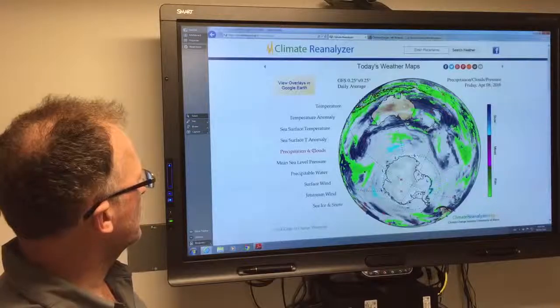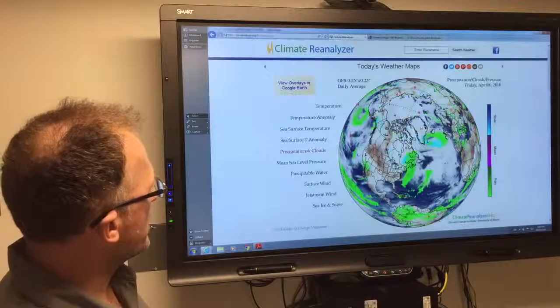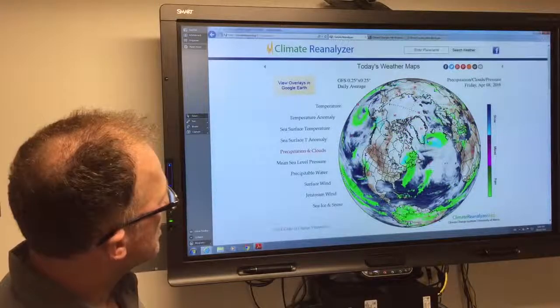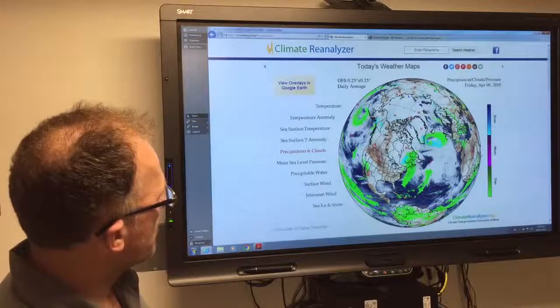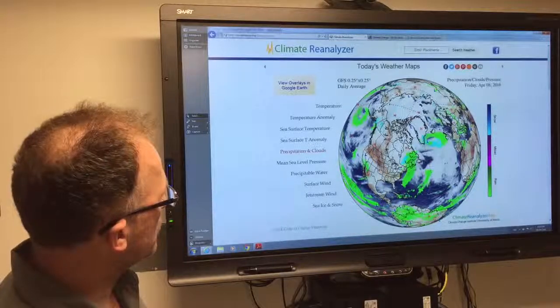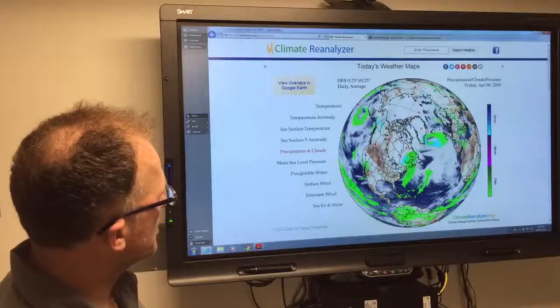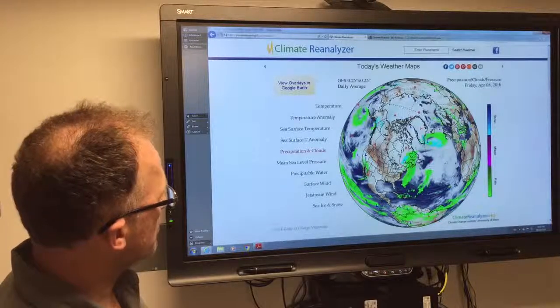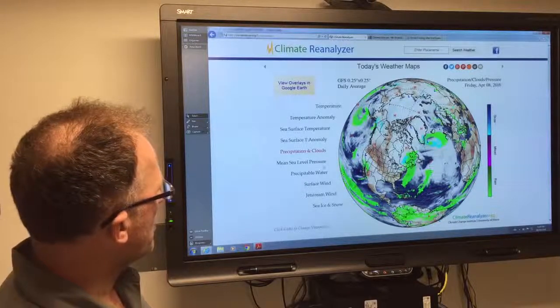Precipitation and clouds is another interesting thing. So let's go back to North America. You can see this is snow here, you have rain here, and mixed precipitation would be in the middle. So we're getting regions here where there's snow and rain and so on.